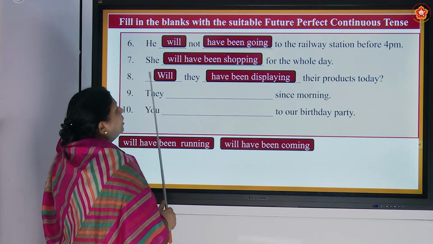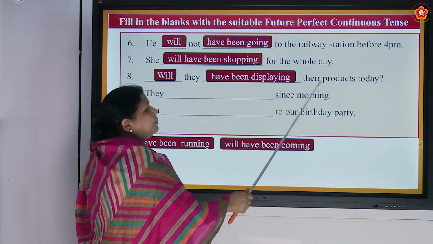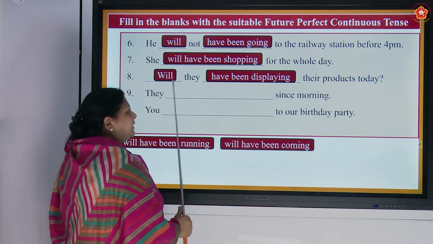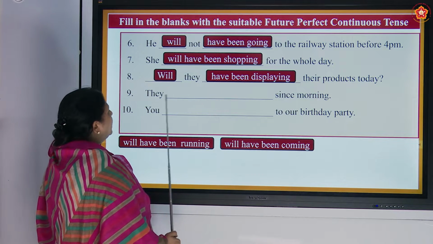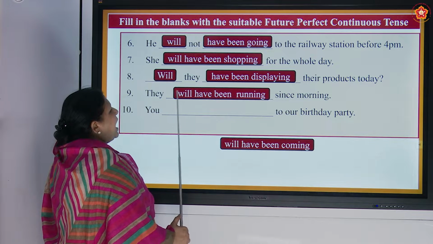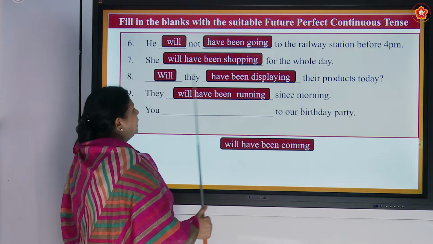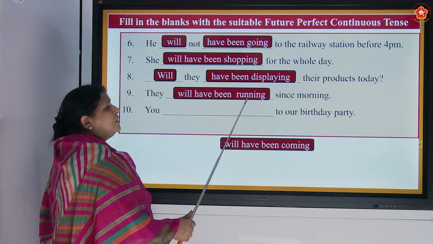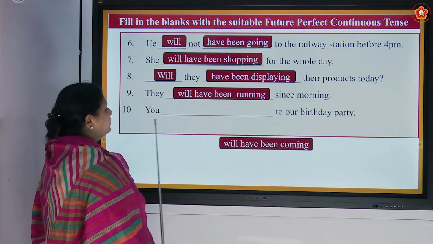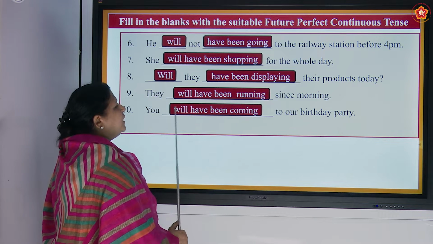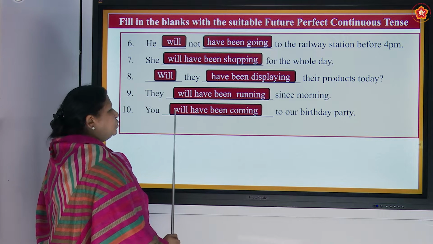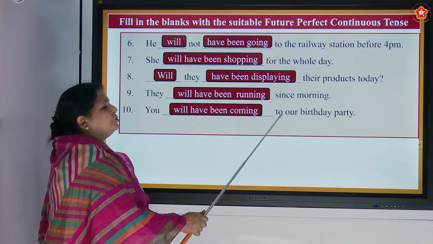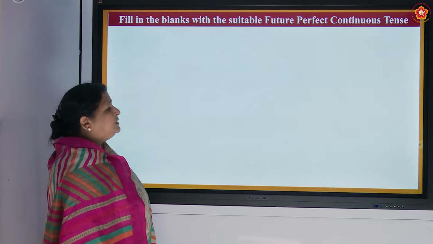Will they have been displaying their products today? Question mark. Okay. They will have been running since morning. You will have been coming to our birthday party. Yes.